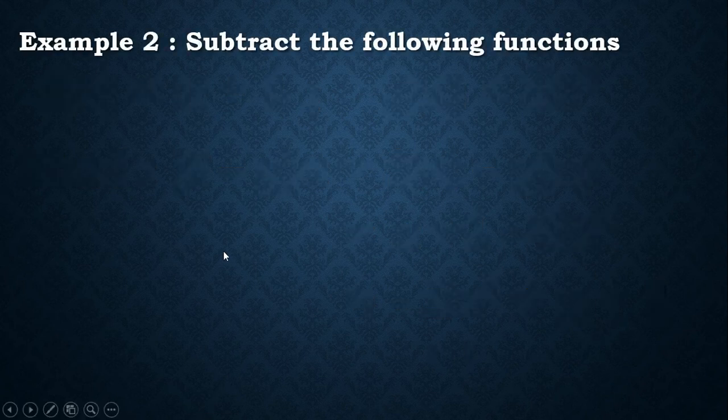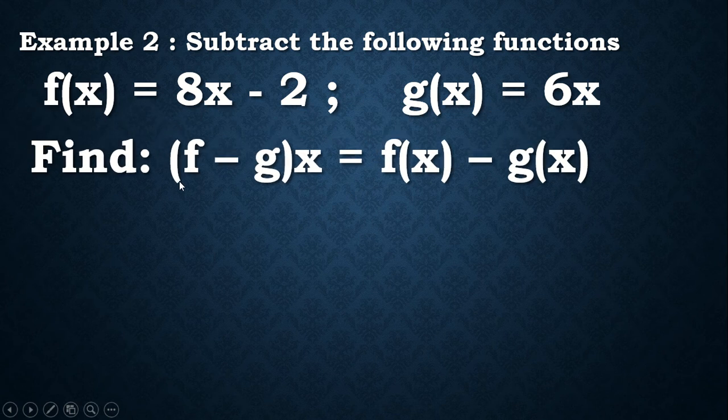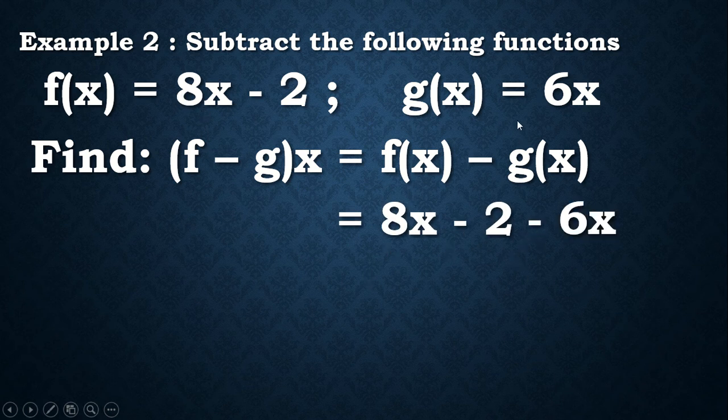Example number 2, subtract the following functions. f of x is equal to 8x minus 2, the g of x is equal to 6x. Still, we have to find the quantity of f minus g of x that is equal to f of x minus g of x. We have to copy the f of x, which is 8x minus 2, and then subtracted to the g of x, which is minus 6x.